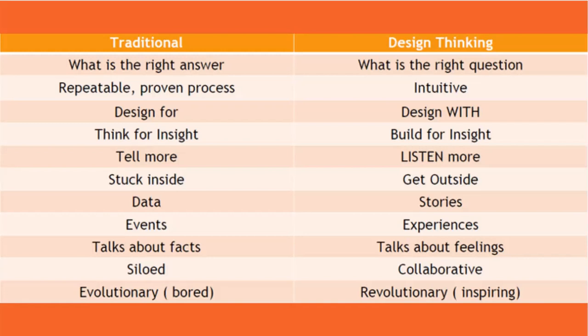Traditionally, we used to speak about a siloed process, doing everything in isolation. Today we talk about collaboration. All the different disciplines come together, collaborate to build on radical ideas. Traditionally, we used to talk about evolutionary. Today, we talk about inspirations, revolutionary, right? So, this is very, very important in design thinking.